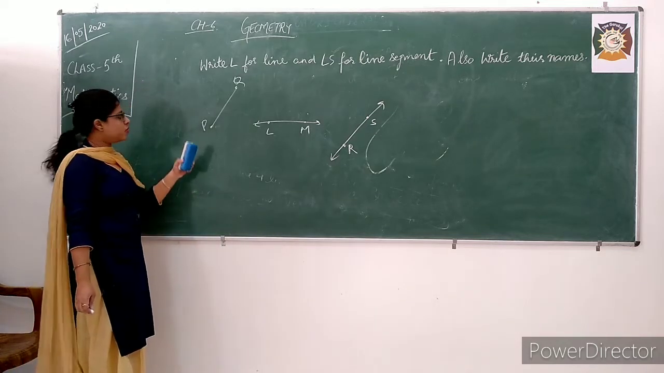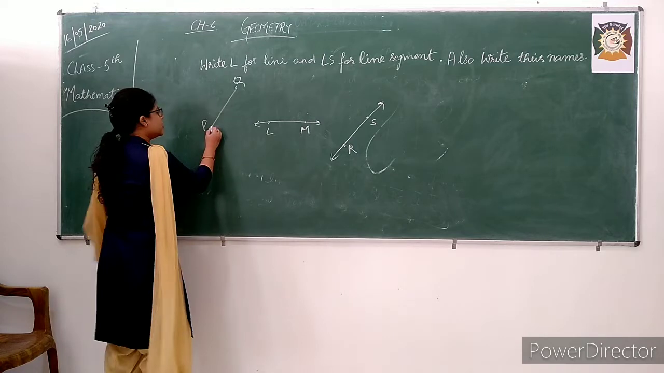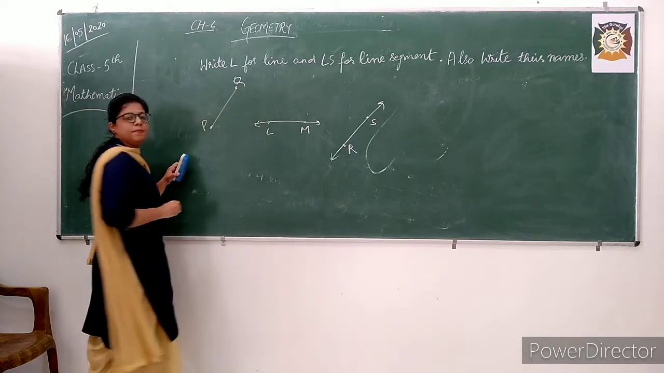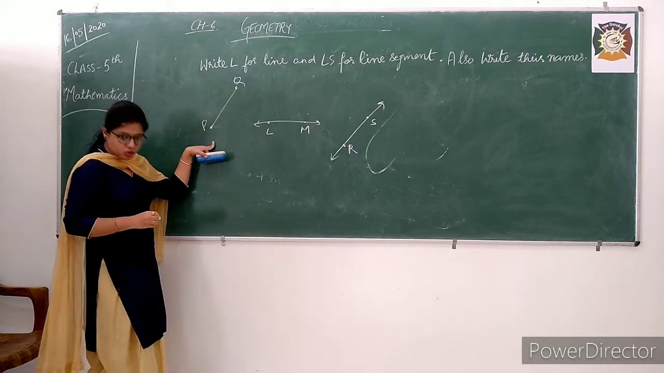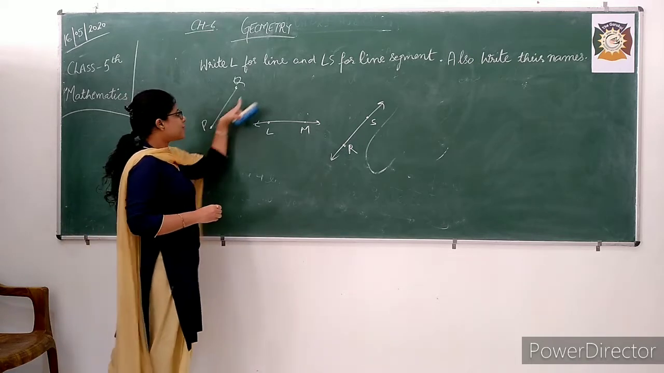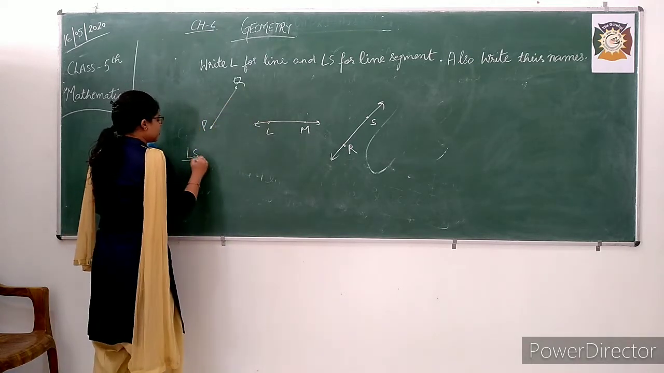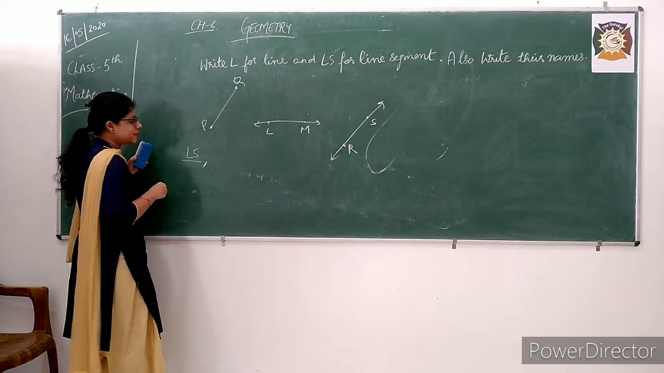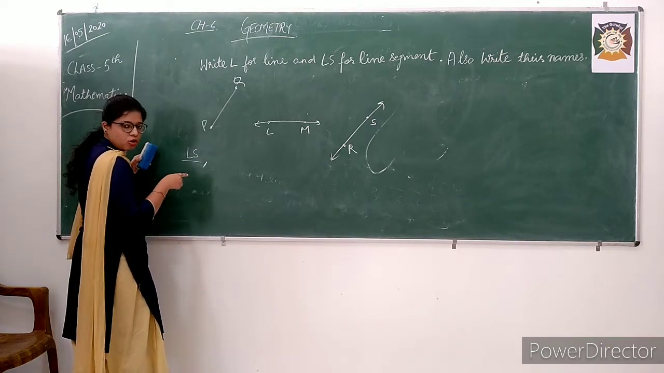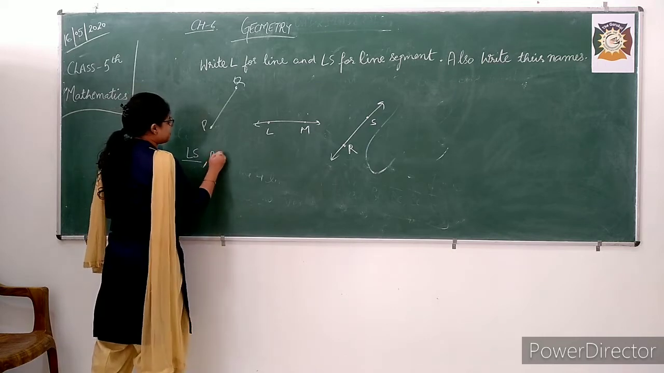In the first diagram, PQ is given with defined end points because there are no arrows. Therefore, it has fixed end points. Therefore, this is a line segment. Okay? And you have to name it also. The name of the line segment is PQ.